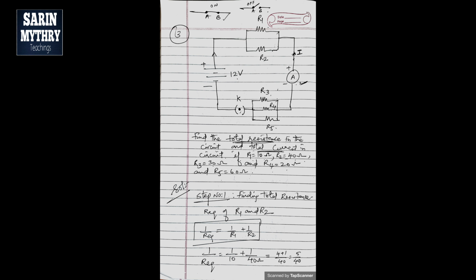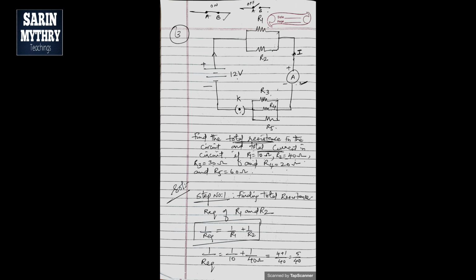The values given to us are R1 equal to 10 ohms, R2 equal to 40 ohms, R3 equal to 30 ohms, R4 is 20 and R5 is 60 ohms. We should find out the total resistance. So now let us find out the total resistance. Always keep in mind, first the parallel combination should be solved, and only then the series combination should be solved.